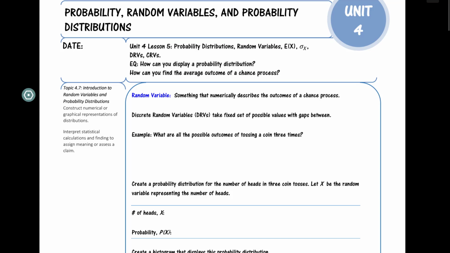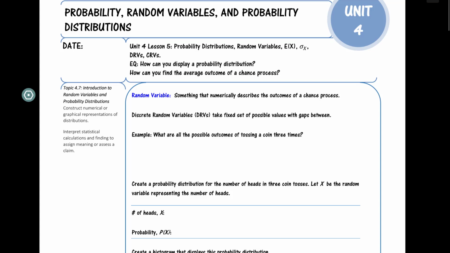Well, the first thing we need to do is describe these ideas of what are known as random variables. Random variables are something that numerically describes the outcomes of a chance process. We've got two different types: discrete and continuous. Discrete random variables take a fixed set of possible values with gaps in between them.